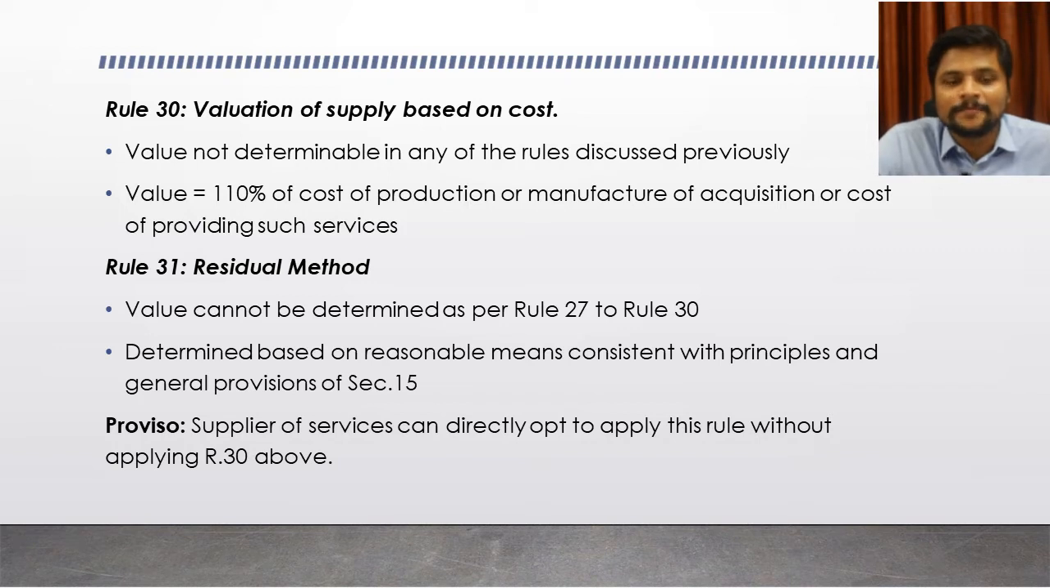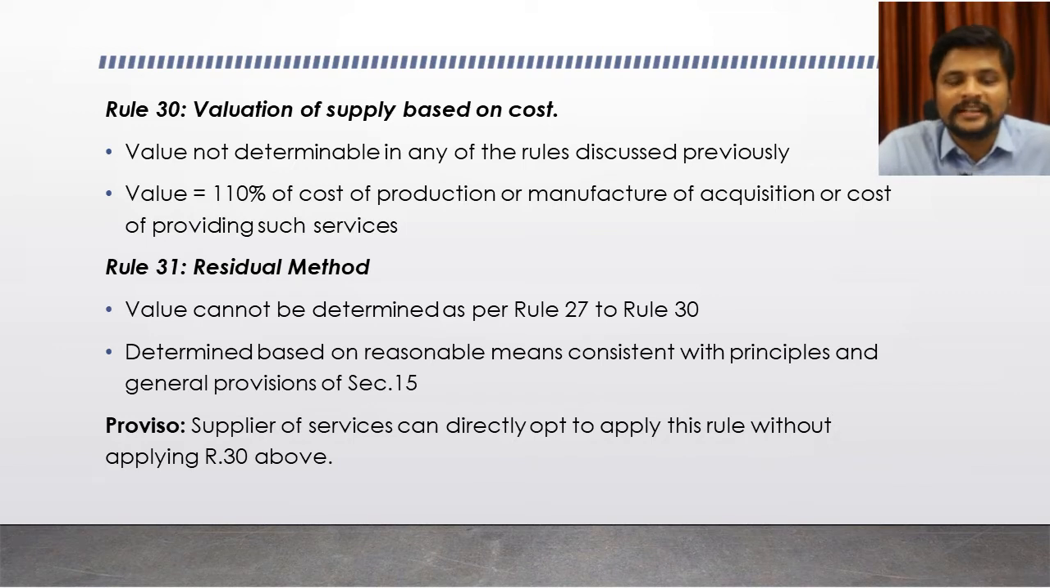he can leave out Rule 30. He can directly resort to Rule 31. It means he need not mandatorily apply this Rule 30 before getting into Rule 31. He can circumvent Rule 30 and directly resort to this Rule 31. Why? You should know why this proviso is provided.